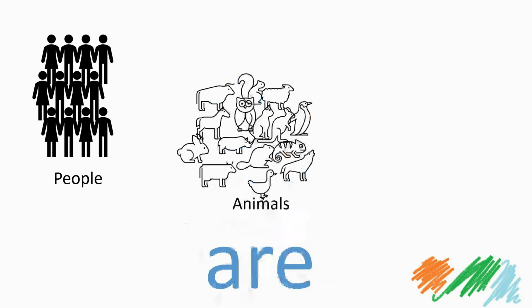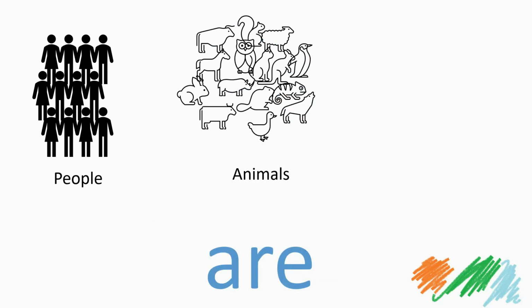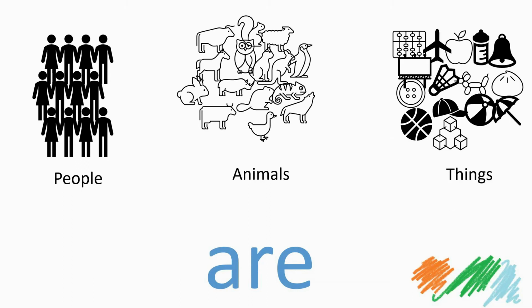Are. If there are many animals, we are going to use are. If there are going to be many things, then we are going to use are. So now let's see how we are going to use is and are in a sentence.